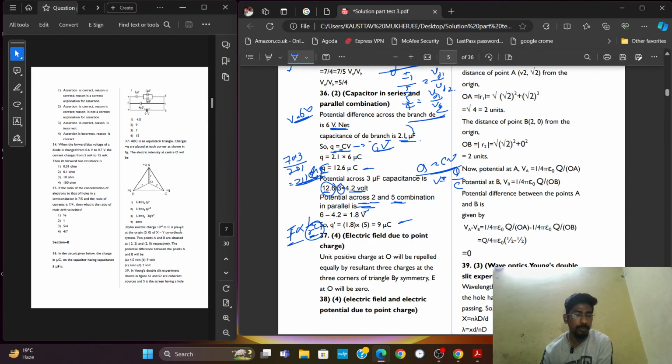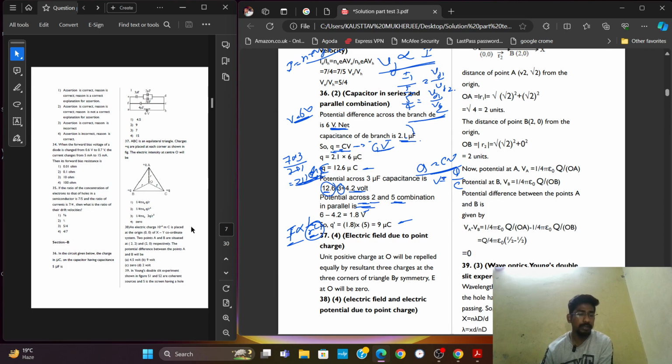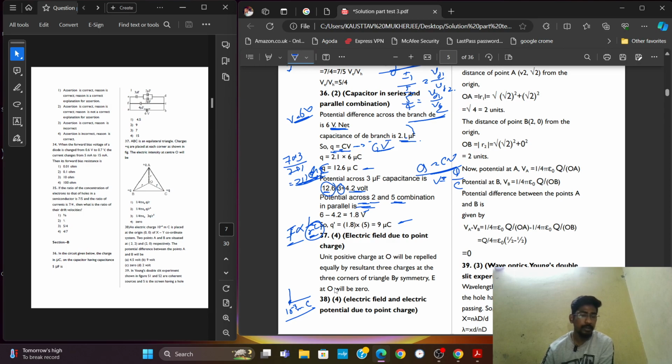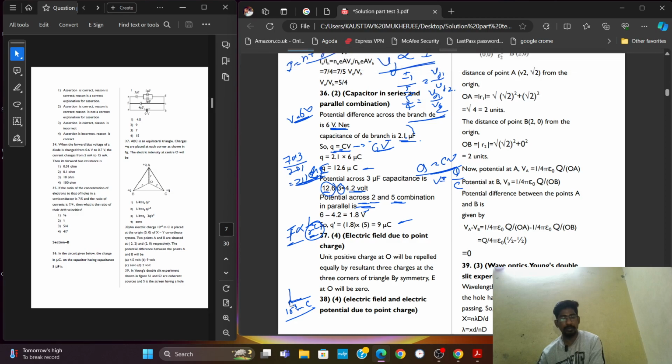An electric charge of 10 to the power minus 3 microcoulomb is placed at the origin. This is question number 38, right? Here, a charge is placed, 10 to the power minus 3 microcoulomb, right? Two points A and B are situated at (2, 2) and (2, 0) respectively. Potential difference between these two points. This is 2, 0, right? And this is 2, 2.